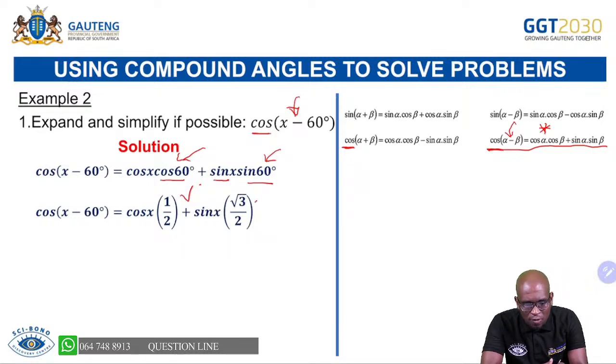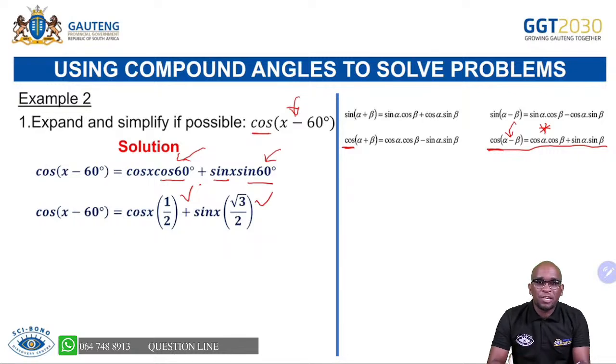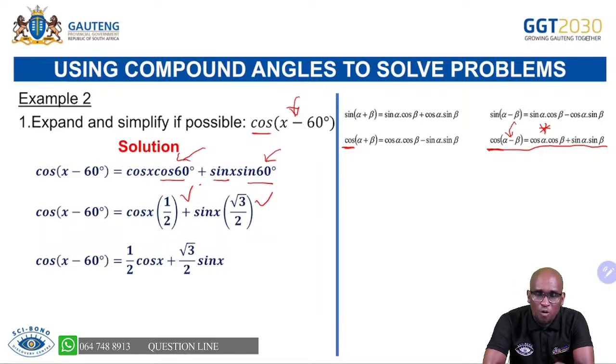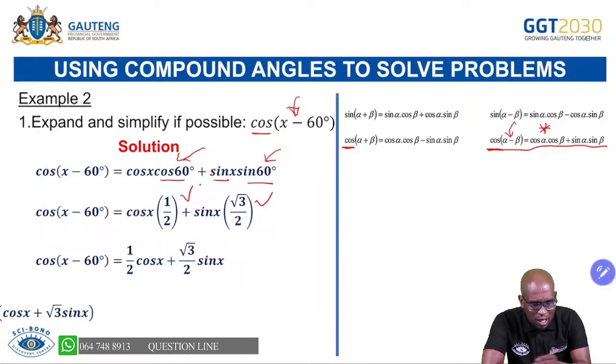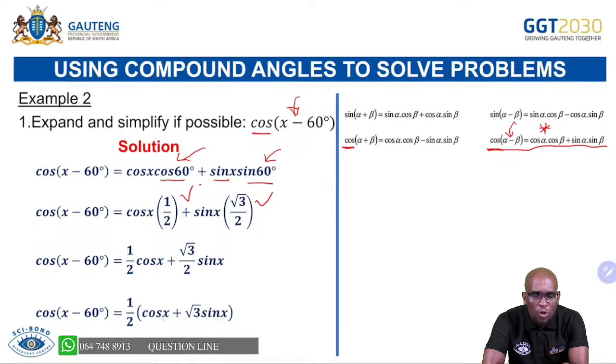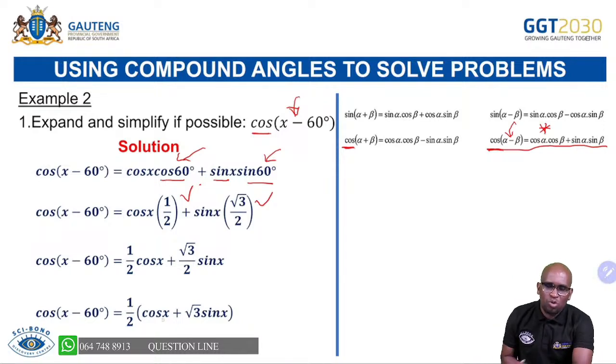And then the sine of 60 is root 3 over 2, which is also a special ratio because it's a sine of what? A special angle. Now, it means that we can further simplify this, making the half and the root 3 over 2 the coefficients of the trig ratios. And then after that, we can take out a common factor of half here. We get that this is the cosine of x plus square root 3 the sine of x. So that is how we have simplified that one.